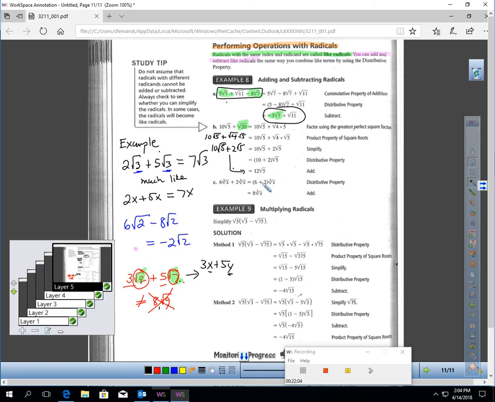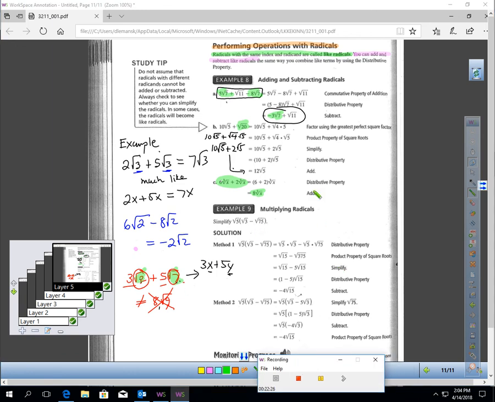Okay? And here, look at this. I have like radicals. I have 6 times the cube root of x plus 2 times the cube root of x. These radicals are alike. That would turn into 8 times the cube root of x.